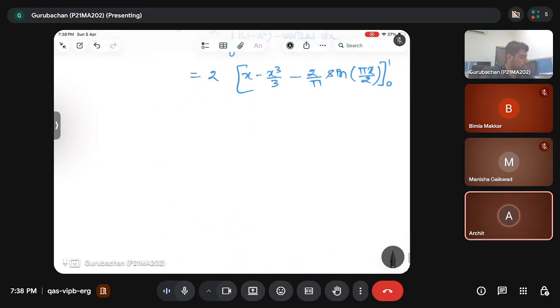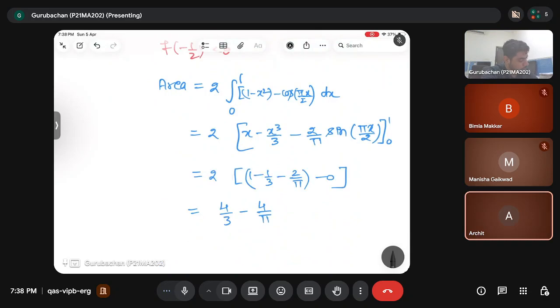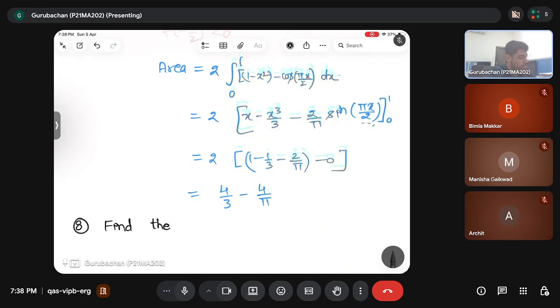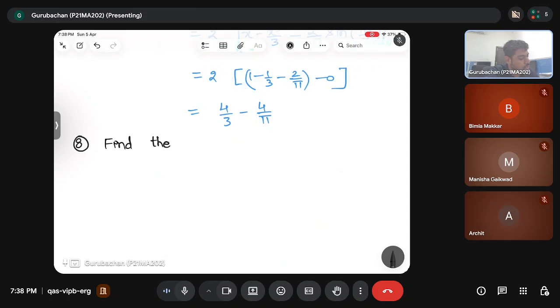So the next one is: find the area. Again you have to draw some region carefully, then only you can integrate and find out the area.